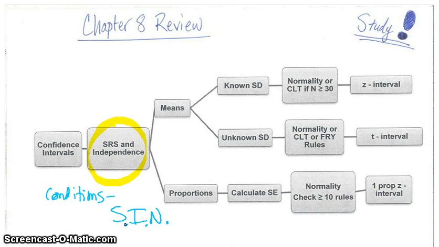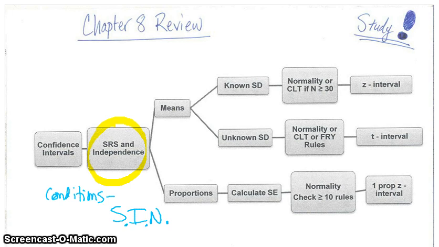S stands for our SRS: random allocation, random selection, random assignment. I is our independence, our 10% rule, stating that it's reasonable to assume our sample is 10% or less of the population, and we are able to say, therefore, that the subjects or units in our sample are independent of each other.